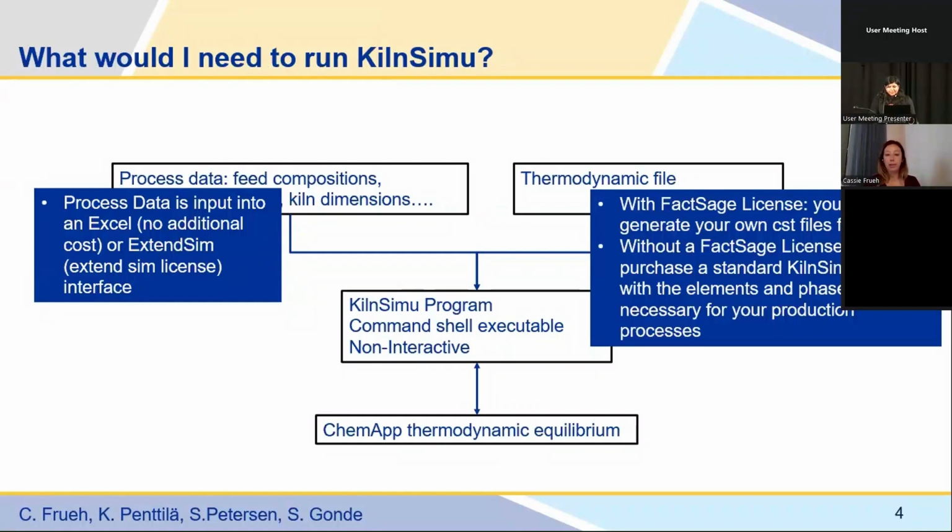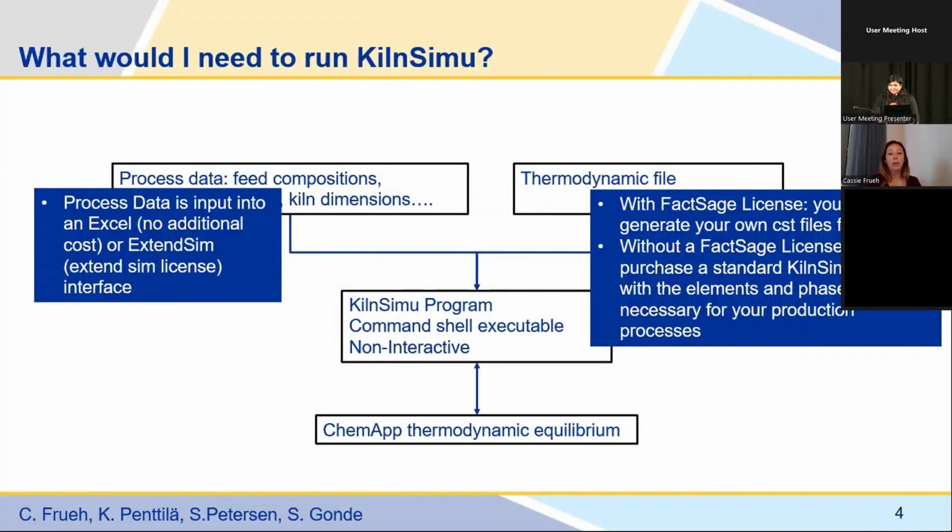For the thermodynamic file, you have two options. If you already have a FactSage license, you can generate your own CST files for KilnSimu. It doesn't matter which database you have a license to, you can use them and run as many CST files as you want. A lot of customers that use KilnSimu do not have a FactSage license. They do not have access to FactSage databases. And in that instance, you can purchase a standard KilnSimu CST file.